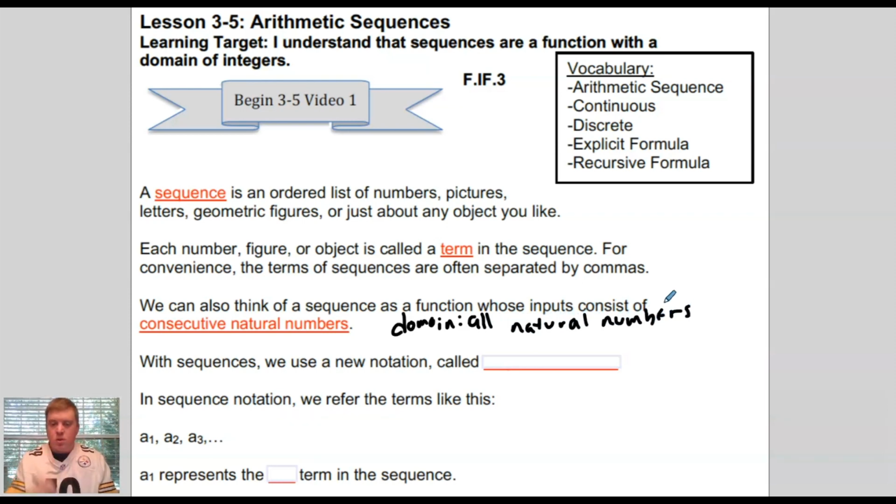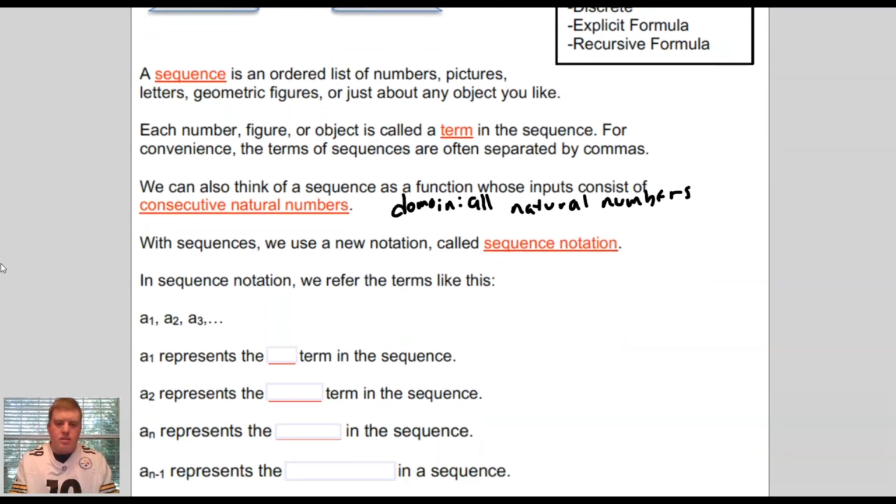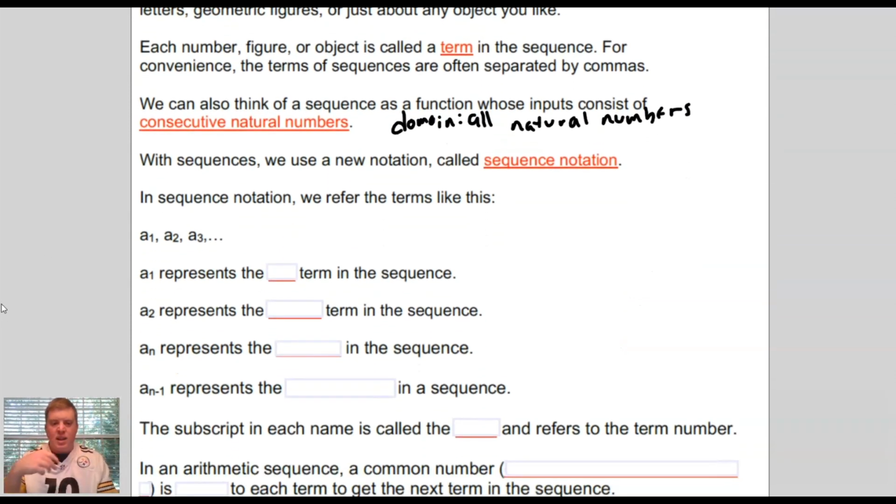With sequences, we're going to use a new notation called sequence notation. In sequence notation, we refer to terms like this. We would list them as A1, A2, A3. We would read that as A sub 1, and A sub 1 represents the first term in the sequence. A sub 2 represents the second term in the sequence.